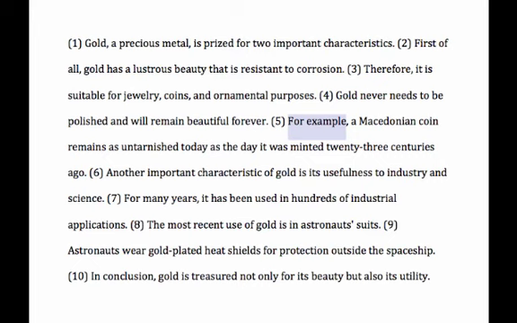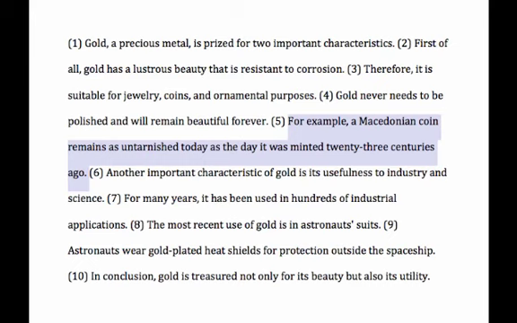For example, so we know it's an example. A Macedonian coin remains as untarnished today. Untarnished means unspoiled, or still as beautiful as the day it was minted. Minted means made 23 centuries ago. So we get the idea here that this is an example of the fact that it's beautiful and still resistant to corrosion even after, what, 2,300 years.